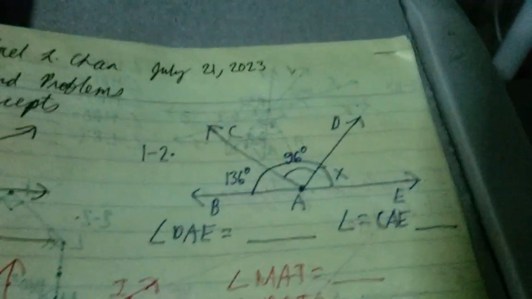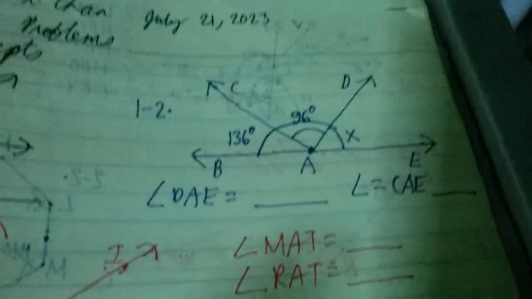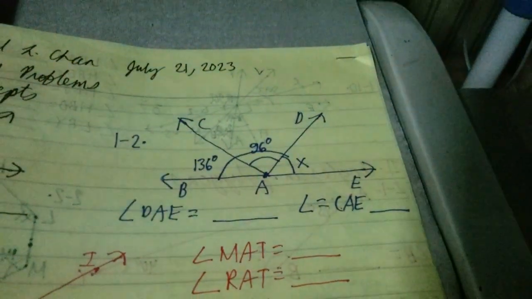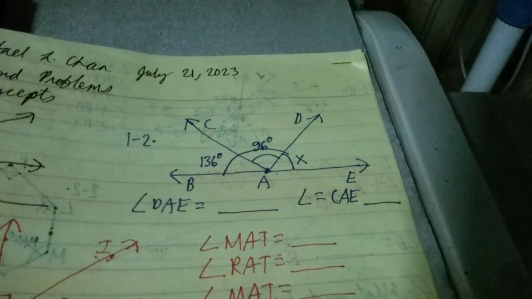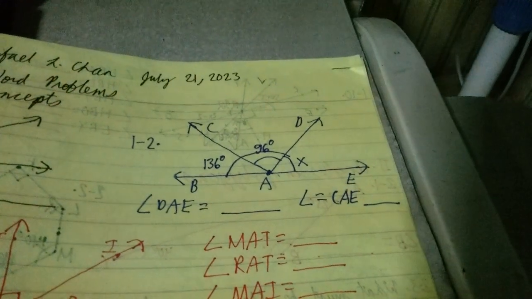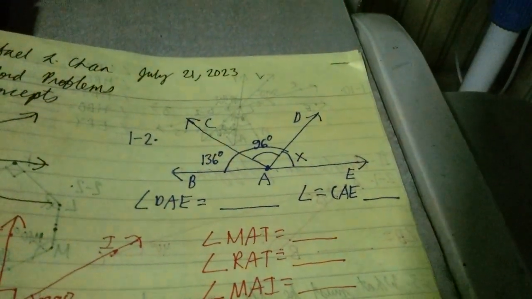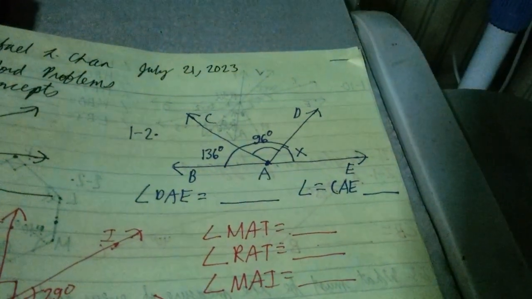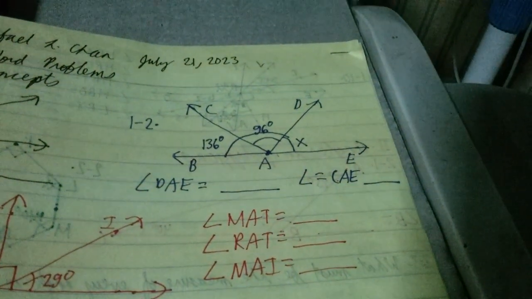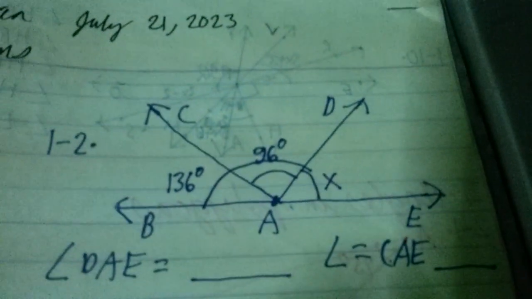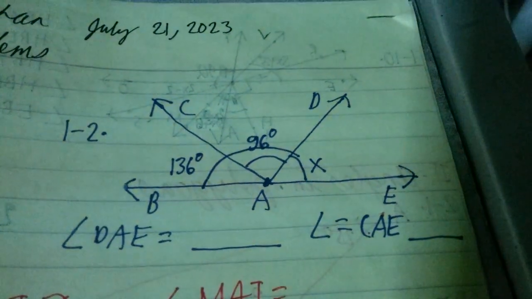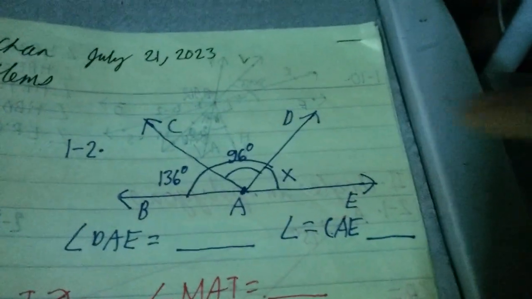Now let's go to number 2. For number 2, this is a bit tricky. Although it's still easy. Here's the problem. It says here that we have angle BAD. Angle BAD measures 136 degrees. Angle CAD measures 96 degrees. And now with that, it's our job to solve for angle X.